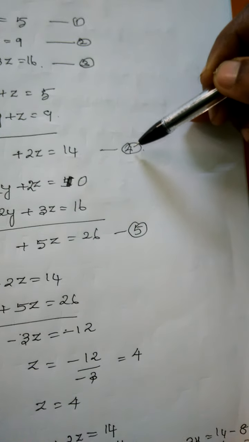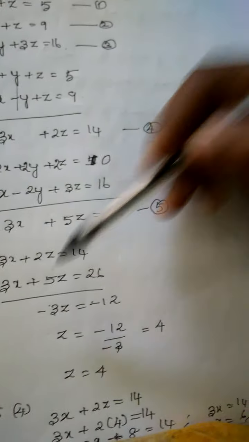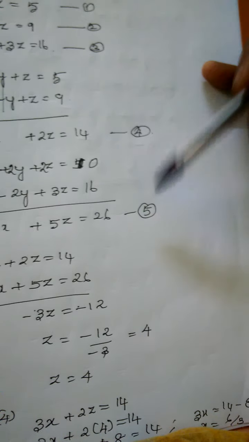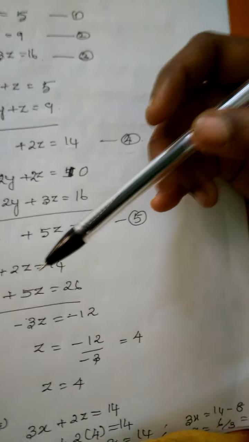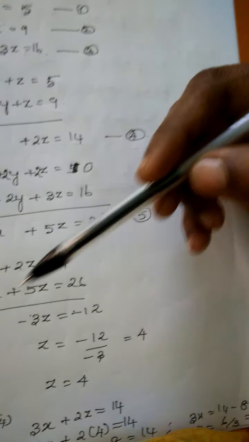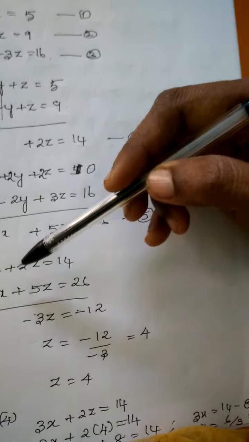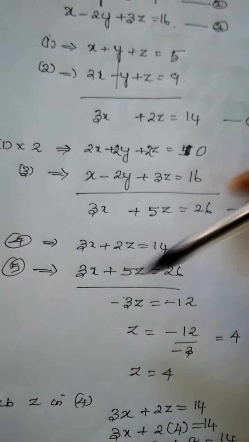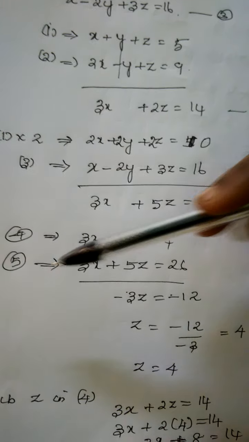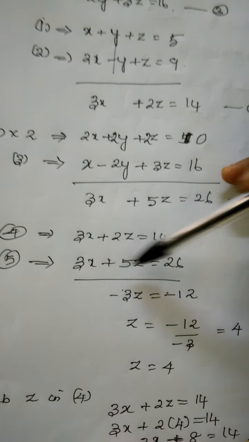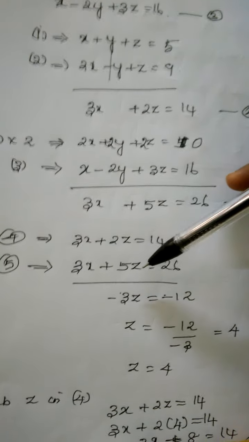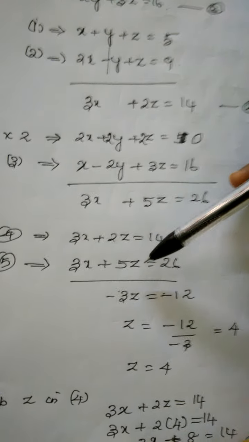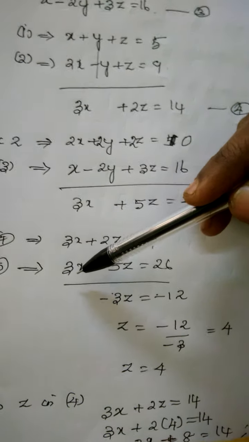Already we have got the fourth equation. Next we have to add or subtract these two equations. You will get one value, z or x, any one. How will you cancel these two terms? 3x plus 2z equal to 14, this is equation number 4. Then the fifth one, 3x plus 5z equal to 26. How will you cancel this term? By subtracting, isn't it? 3x here, here also 3x.